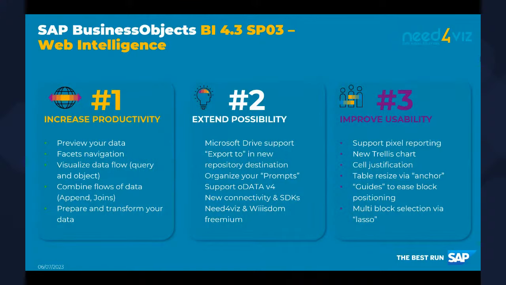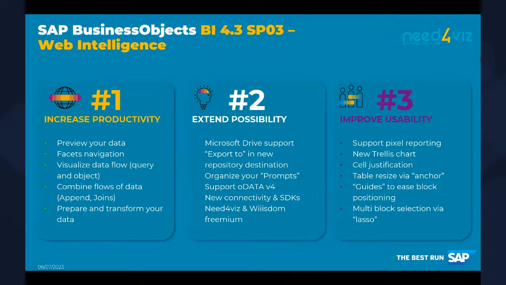Priority number 3, we wanted to continue to improve the usability and to propose cumulative enhancements, for example, for the charts. We have a new trade chart. We support, again, pixel perfect formatting, and so on. These are mostly things to simplify the life of the power user, the person who designs the Webi document.